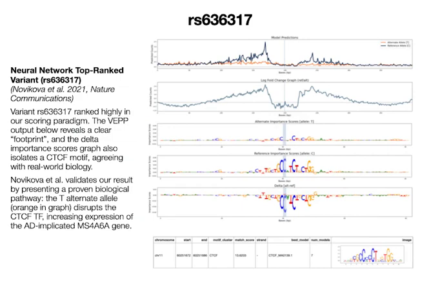Using this platform, biomedical researchers can accurately evaluate and prioritize their variants of interest in not just Alzheimer's but all genetic brain diseases. For example, using the app output, we can see that our top-ranked variant, RS636317, reveals a clear footprint where a TF would bind in the reference allele that disappears with the alternate allele. This effect is highlighted in the log-fold change graph, which also reveals oscillations characteristic of CTCF nucleosome spacing. Additionally, the delta importance score graph isolates the CTCF motif, presenting a potential biological pathway.